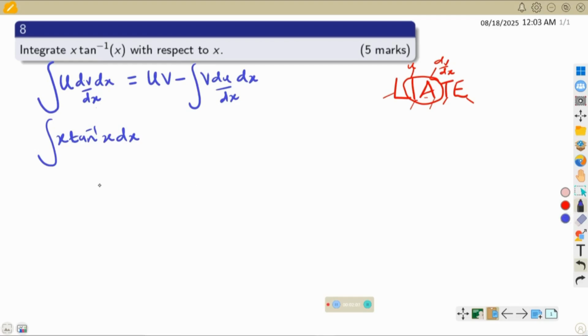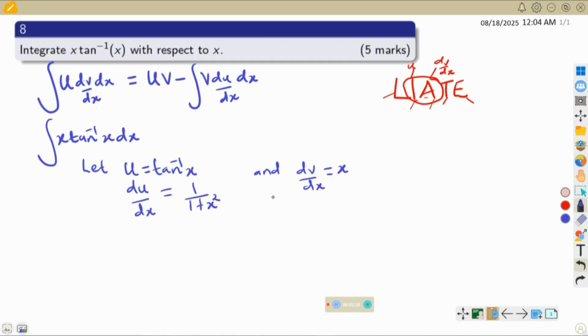So we say, let u be the inverse, so let my u be equal to tan inverse of x, and dv by dx equal to x. When you differentiate, du by dx is 1 divided by 1 plus x squared. And when you integrate, v with respect to x is x squared divided by 2.